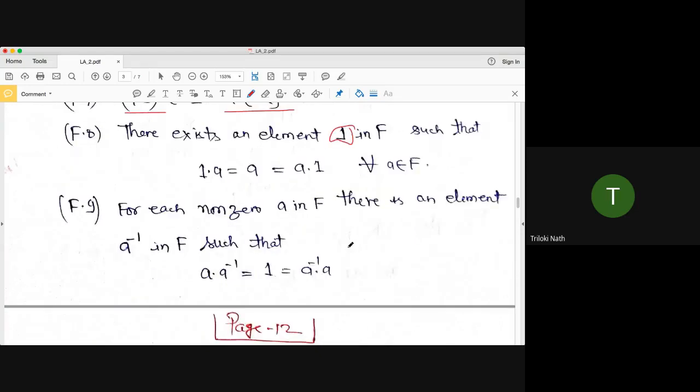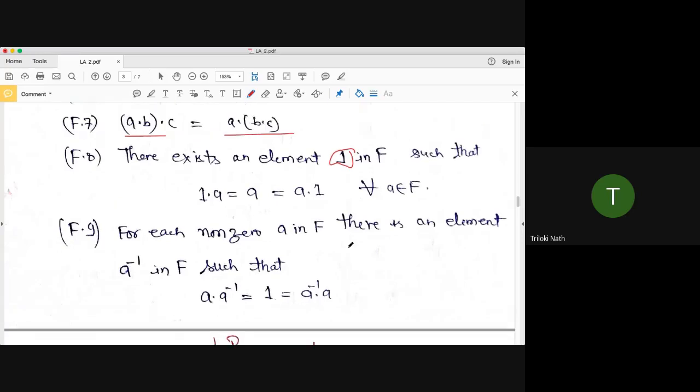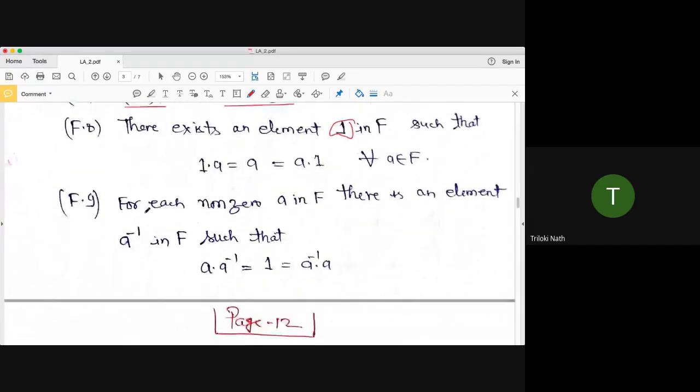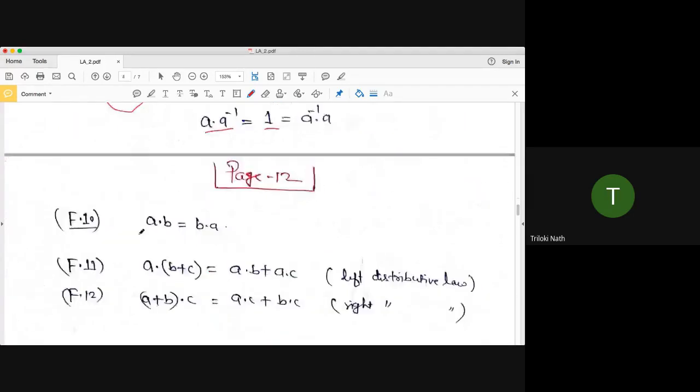For R it is 1, of course. For C it is 1, of course. For Q it is 1. Now, for each non-zero A in F, there is an element denoted as A inverse, such that A times A inverse gives you the identity. So this is the concept of existence of inverse with respect to multiplication. And the last, F10, is called the commutative law with respect to multiplication. And these two properties are called the distributive law.